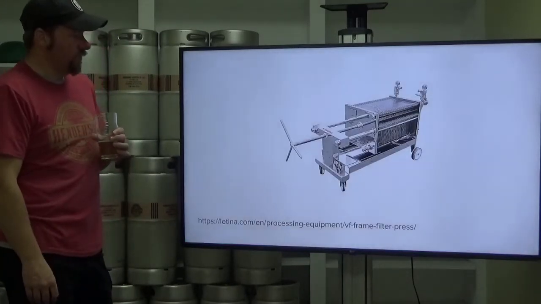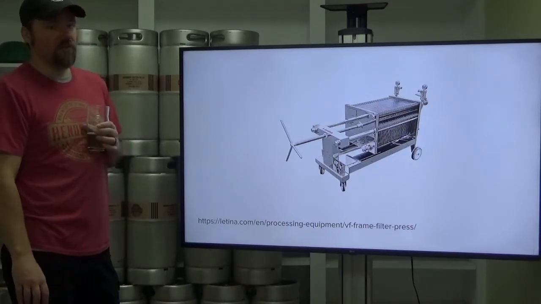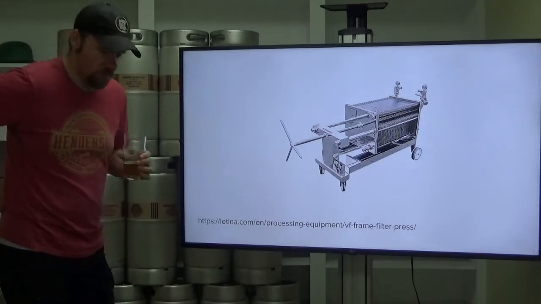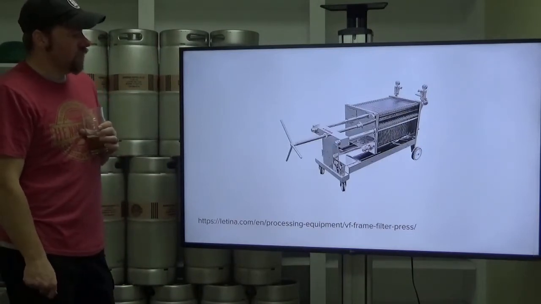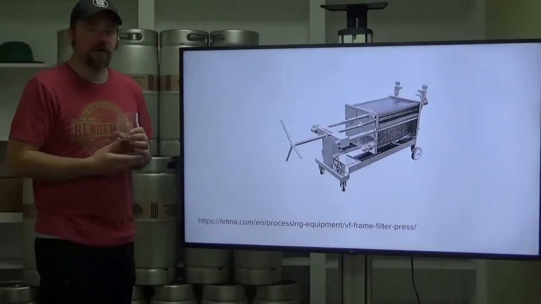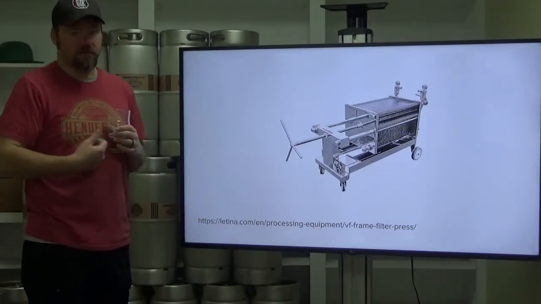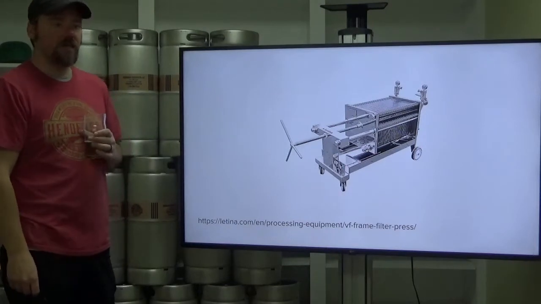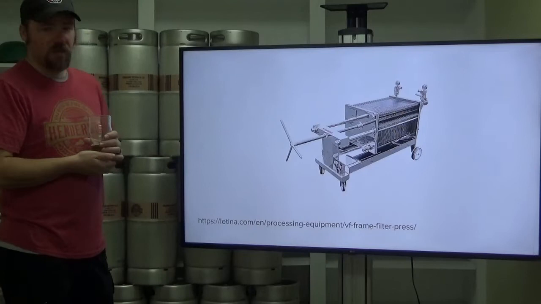This is an example of a plate and frame filter. What you've got there is a bunch of plates and a bunch of frames squeezed together. The beer is passed through there and it filters all your solids out. I have heard some horror stories about the filters getting clogged. Basically, you have to tear it down, spray it out, re-sanitize, and start the process all over again. If you're pulling very particulate beer from your tank, it can be a real issue.